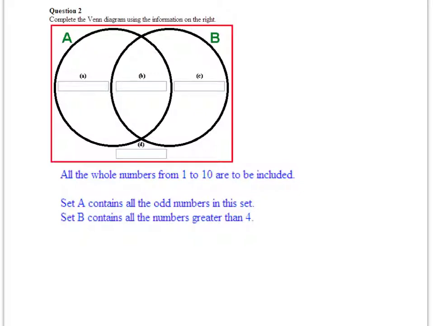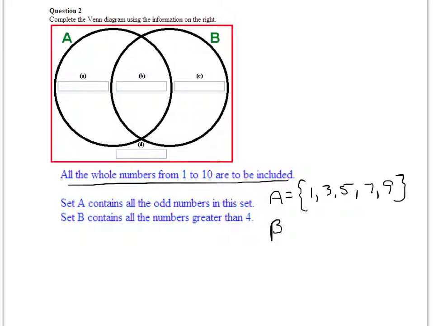So here's a similar problem. And the universe should be all the whole numbers from 1 to 10 to be included there. So sometimes it's easier to actually list what belongs in A and B first. So I'm going to do that in this one. Set A contains all the odd numbers in the set. So that would be 1, 3, 5, 7, and 9. Set B contains all the numbers greater than 4. Right, so 5, 6, 7, 8, 9, and 10.